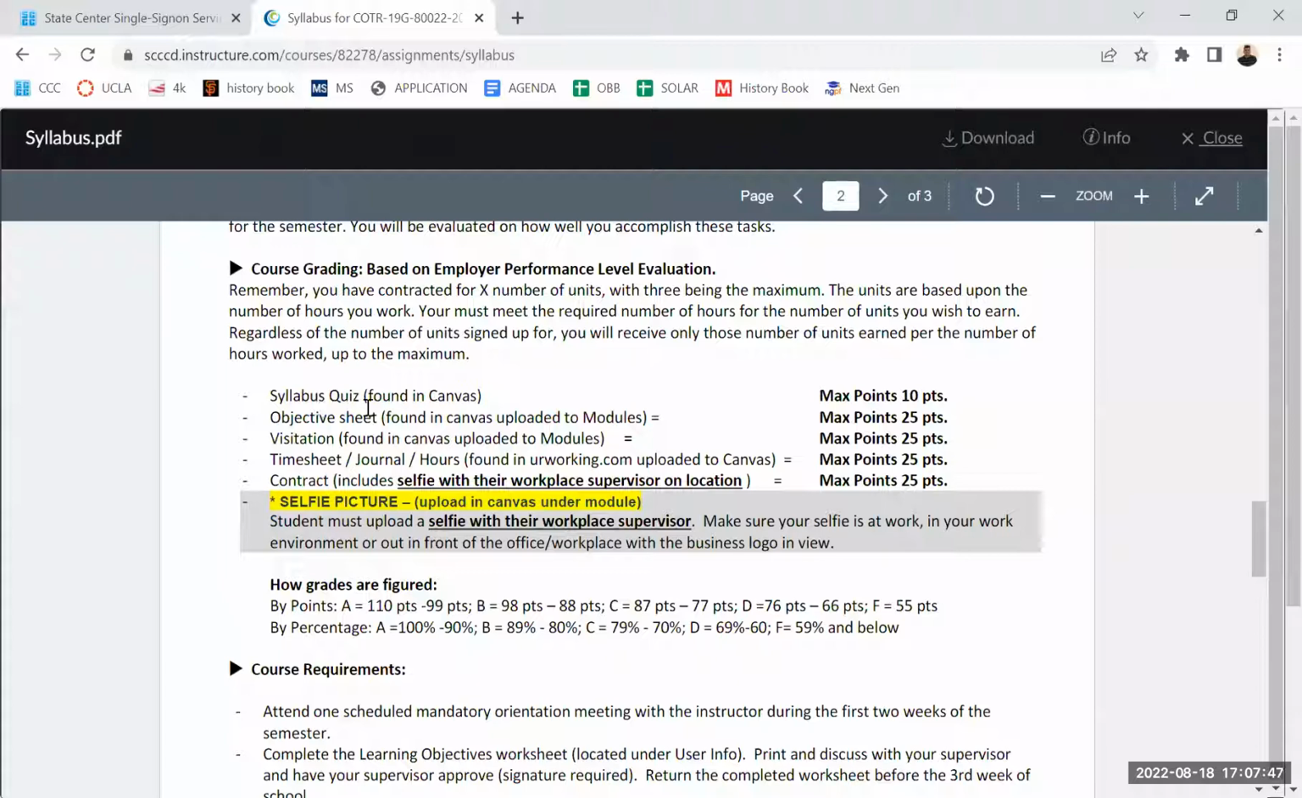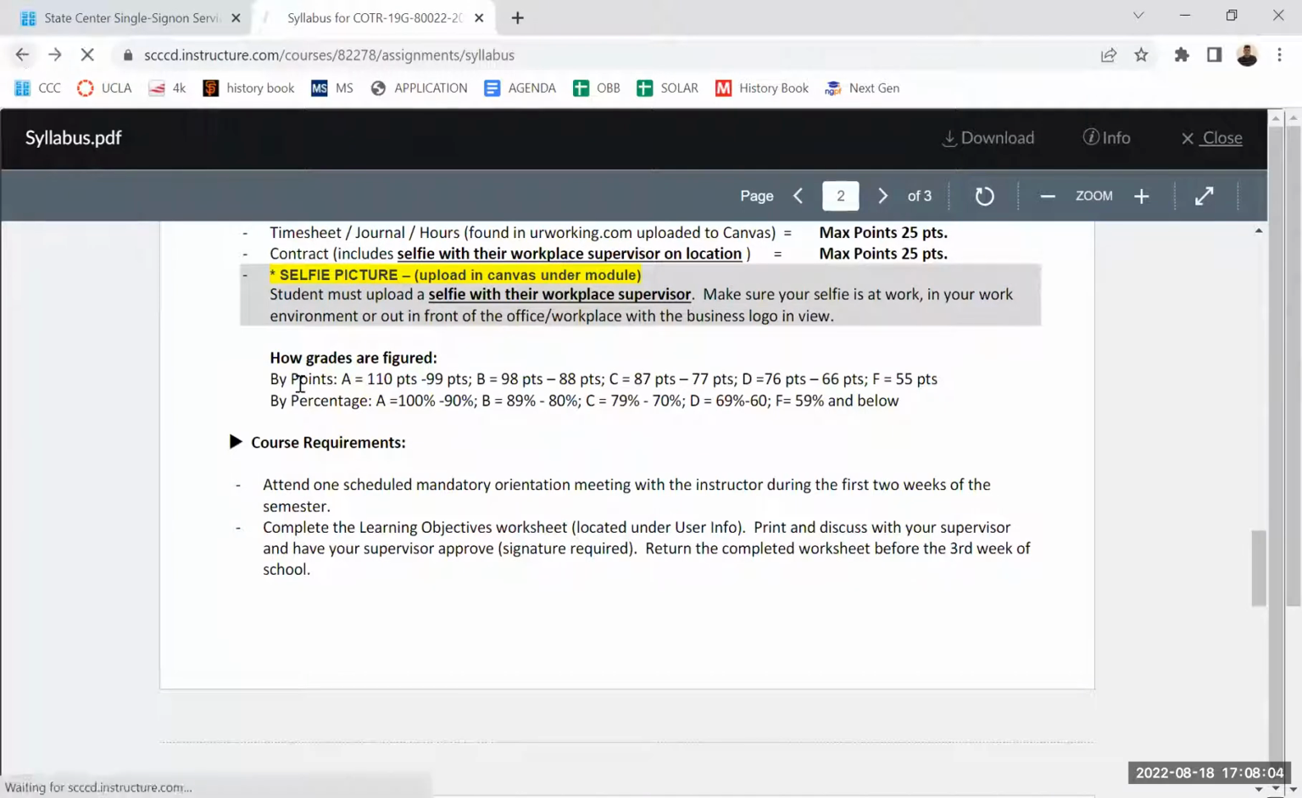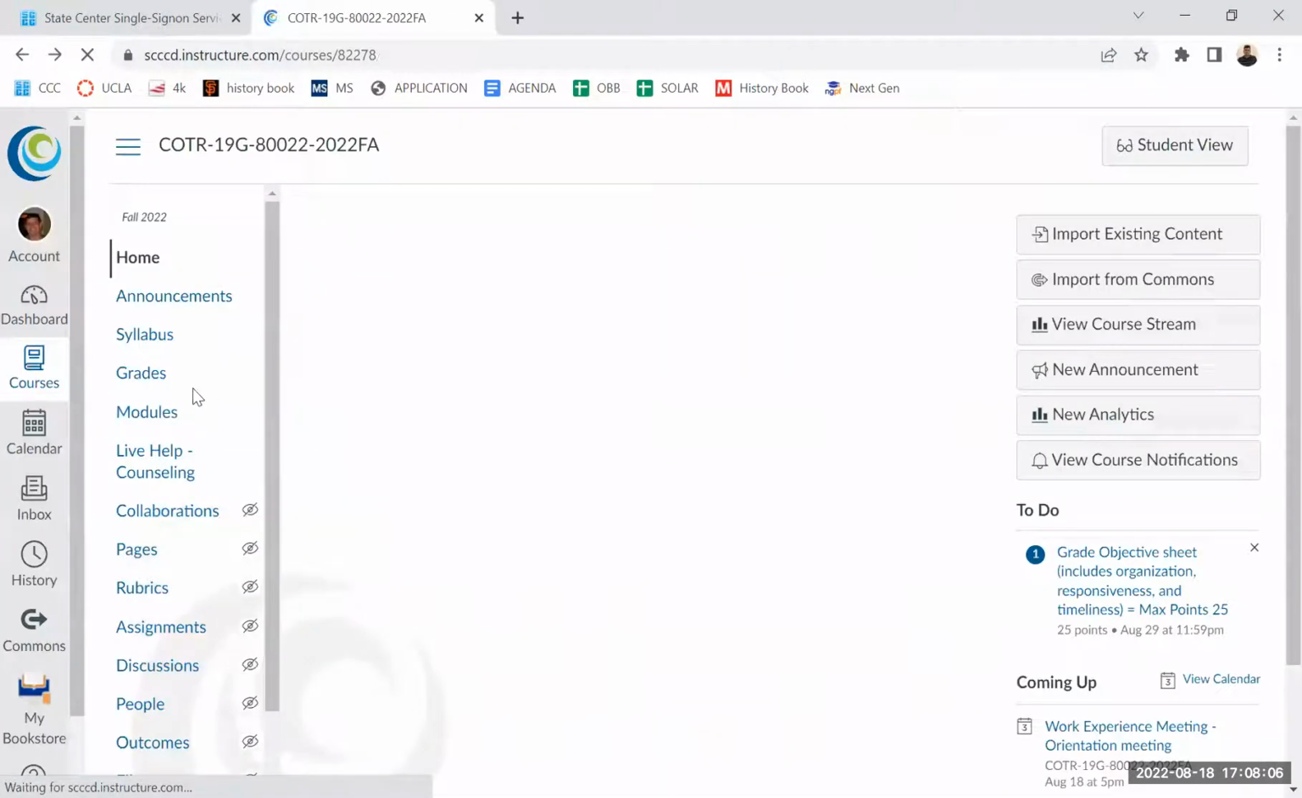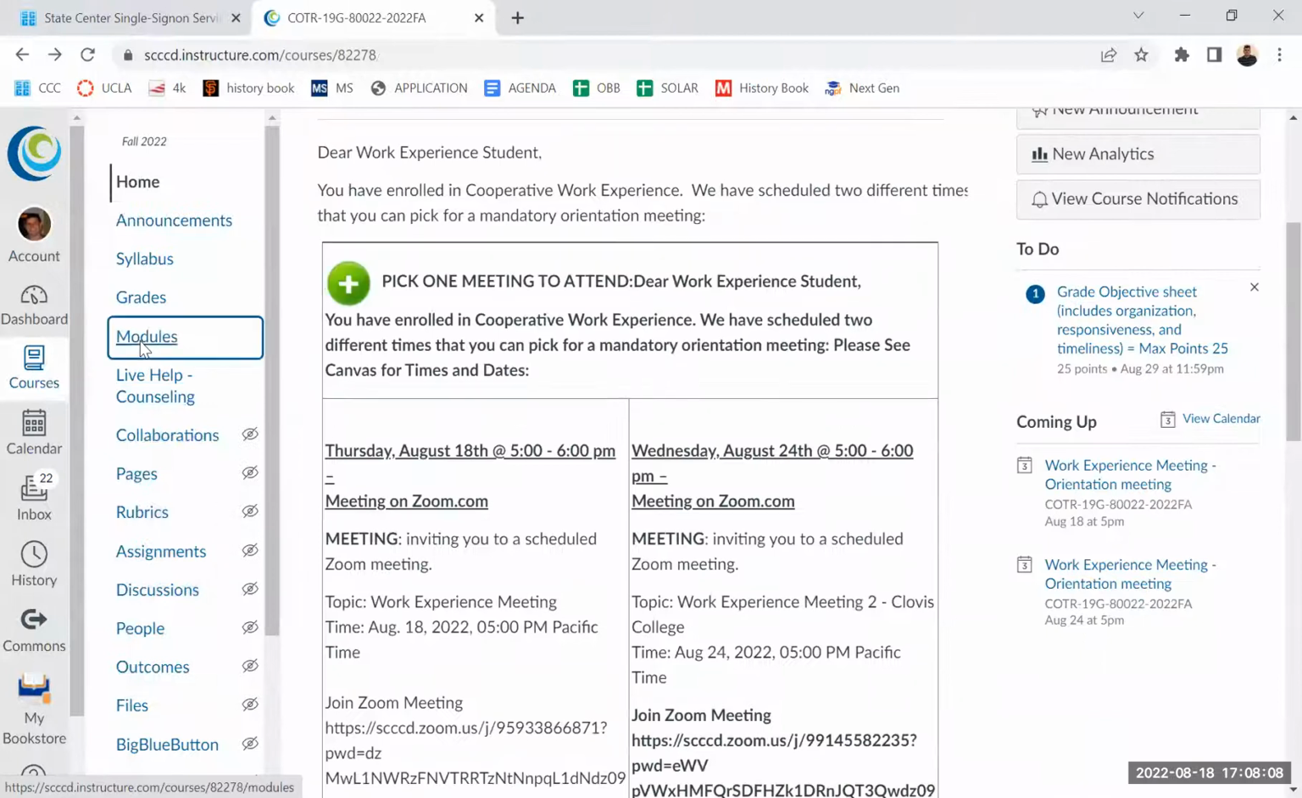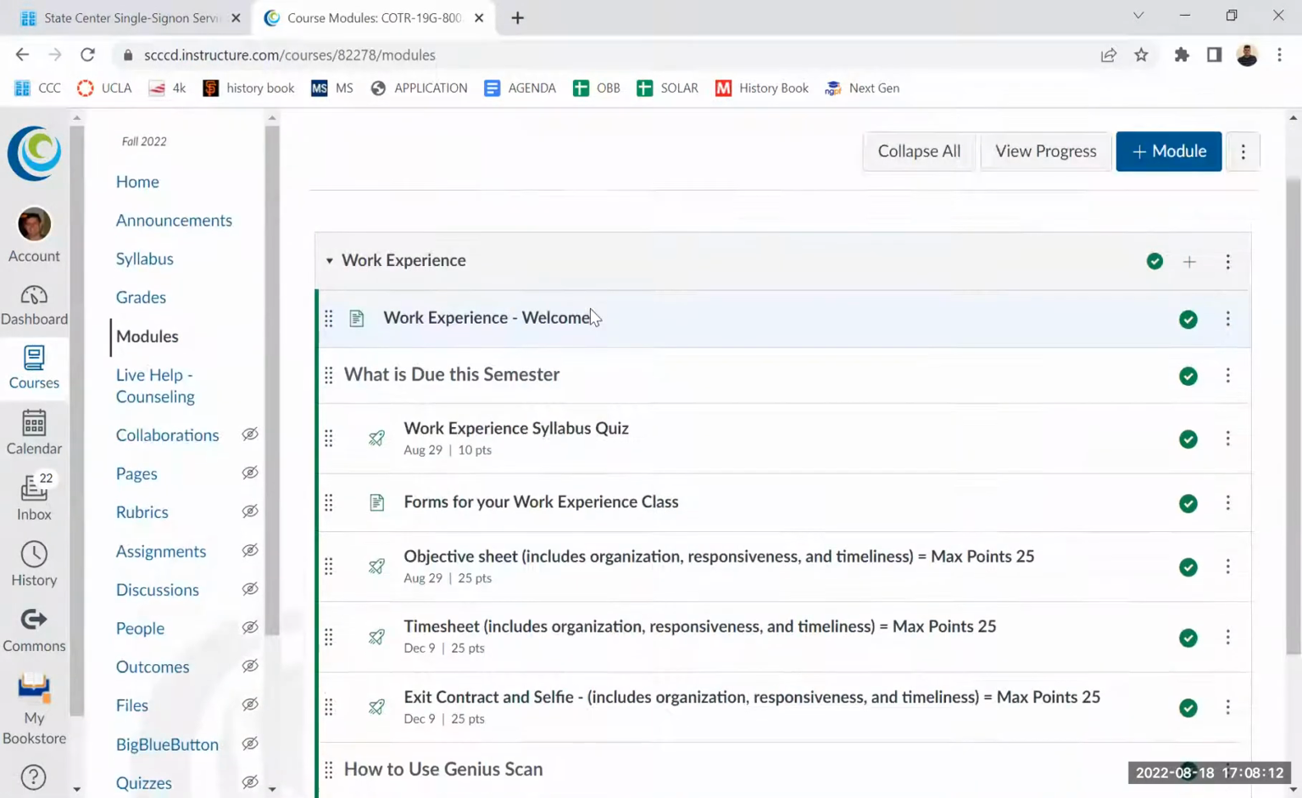There's a syllabus quiz, the objective sheet, the visitation, the timesheet, your contract or your kind of evaluation form, and then the selfie. And we'll go over each of these right now. Okay, so starting out with the syllabus quiz. If you click here in modules, under your modules, you'll see all of them right here.